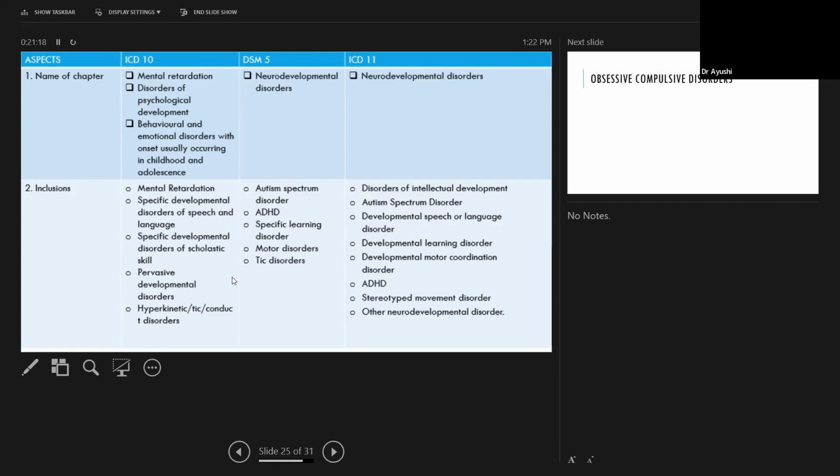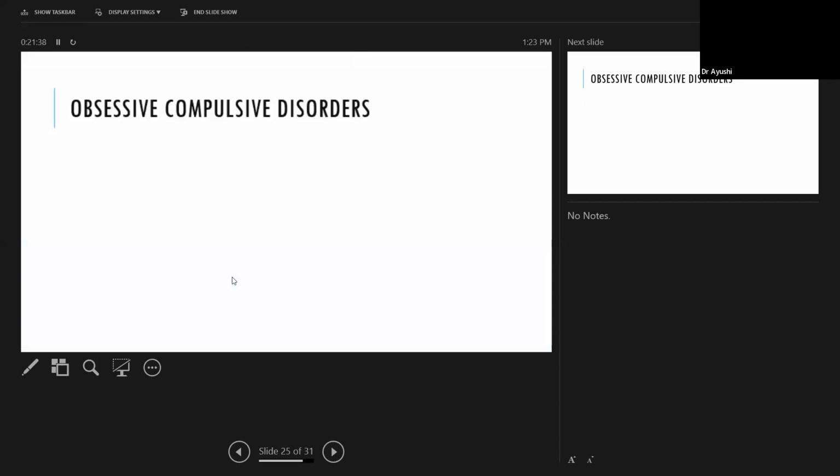And DSM-5, it includes autism spectrum disorder, ADHD, specific learning disorder, motor disorders, and tic disorders. In ICD-11, it includes disorders of intellectual development, autism spectrum disorder, developmental speech or language disorder, developmental learning disorder, developmental motor coordination disorder, ADHD, stereotyped movement disorder, and other developmental disorders.